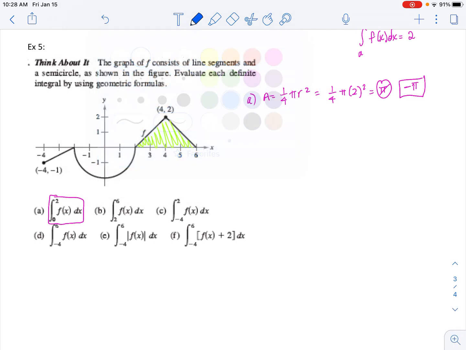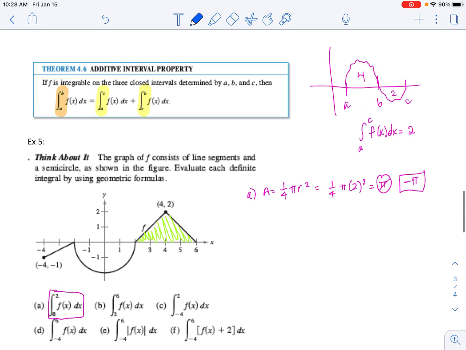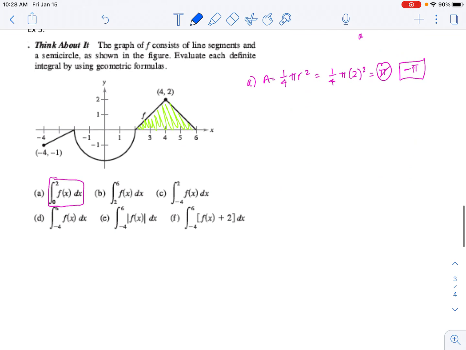C is from -4 to 2. So that's a combination of the theorem or property that's up here. So -4 all the way to 2 gives me all of this space here. Right? So I'm going to take that semicircle that I calculated for part C. I'm going to need the area of that triangle, right? 1/2 base times height. So actually let's use 2 for our base and 1 for our height. So the area of the blue triangle is 1.